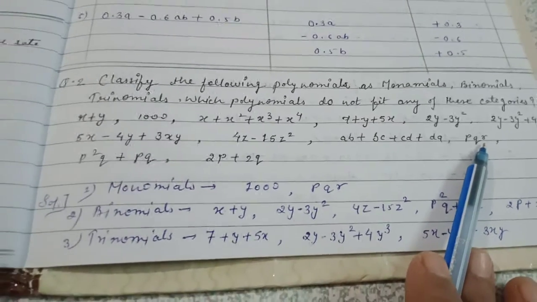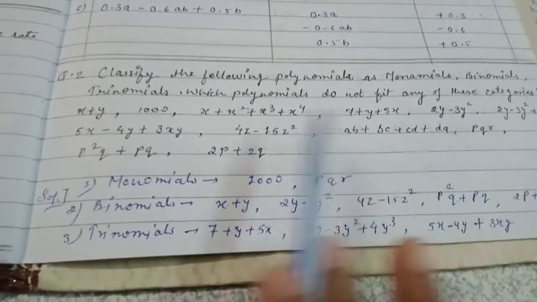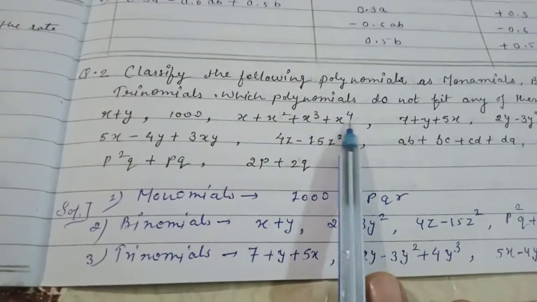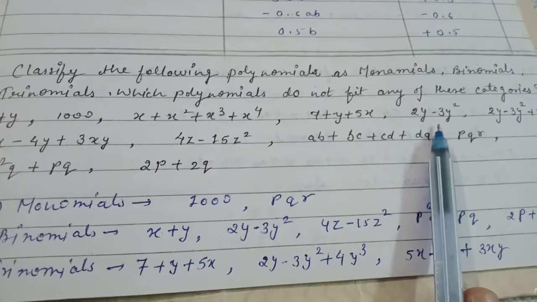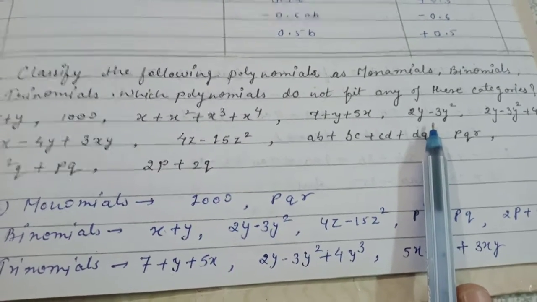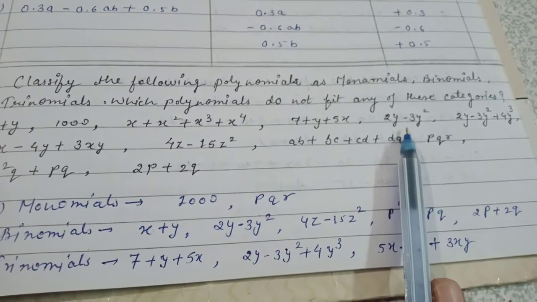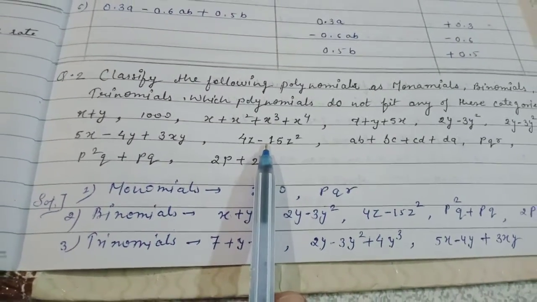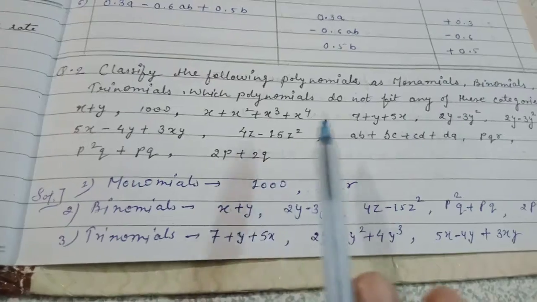PQR. This is also a monomial. Now, binomial. Two terms. Yes, first one. X plus Y. It is? No, it has four terms. This is two terms. 2y minus 3y square. It is a binomial. Then, 4z minus 15z square. Yes, it is also a binomial.